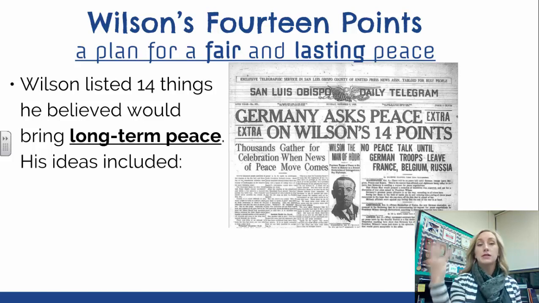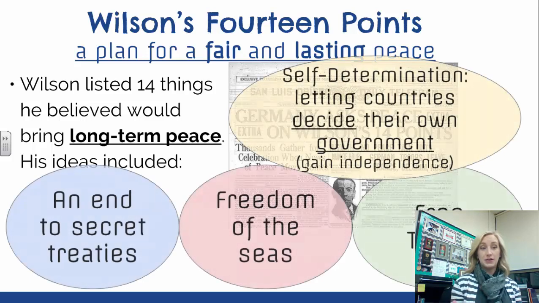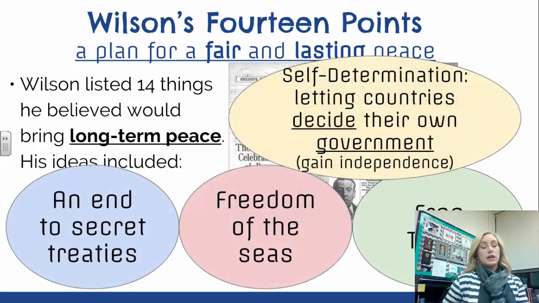Okay, so Woodrow Wilson, the President of the United States at the time, came up with a plan for a fair and lasting peace, and he called it his 14 points. This is where he listed 14 things he believed would bring long-term peace. And no, you don't have to understand each one of the 14, but you do need to understand some categories. So his ideas included these 4 big categories: an end to secret treaties. Like, we can't be backstabbing and secretive, right?